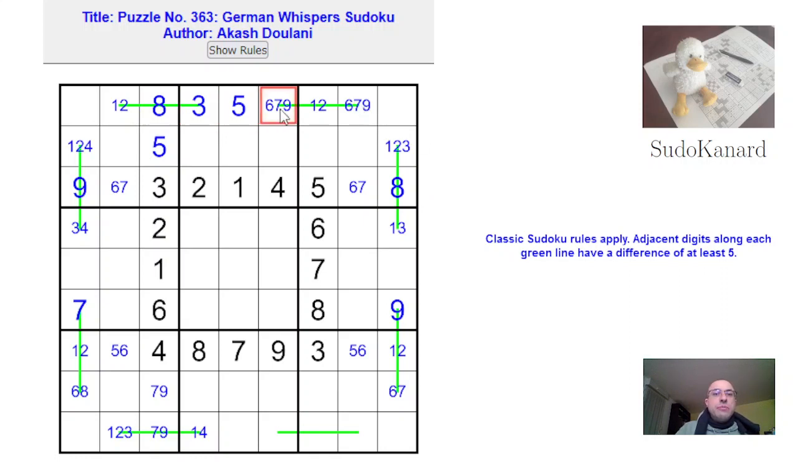All right, so where do we go now? So I have a 1-2 pair here. So the remaining digits here are 4, 6, 7, 9. And because of that, this is 4 or 6. And because of that, this is 4, 6, or 7.